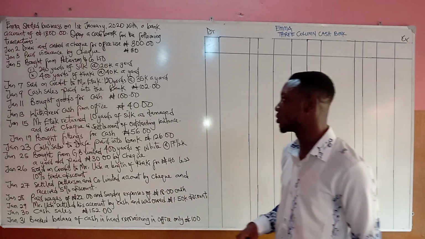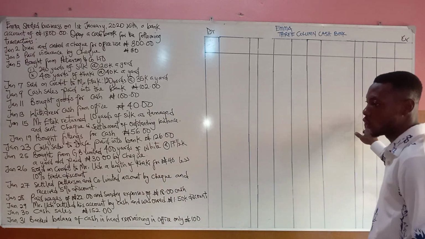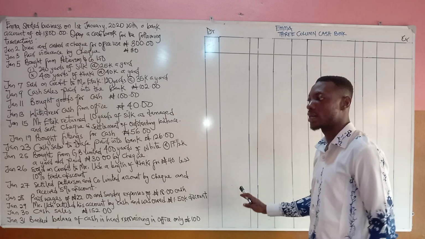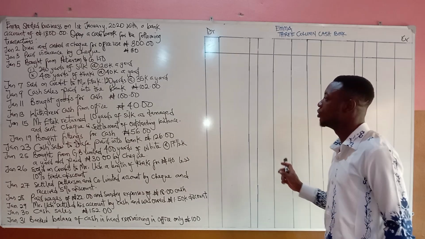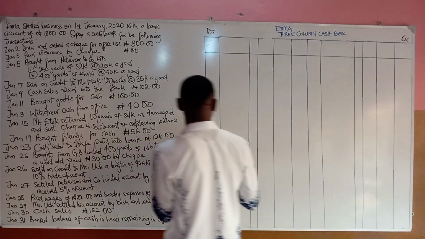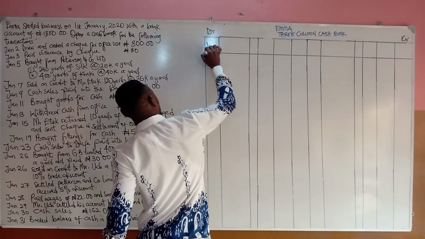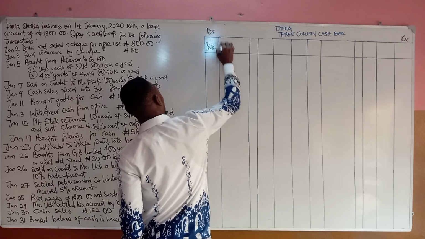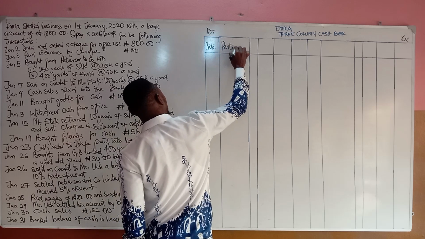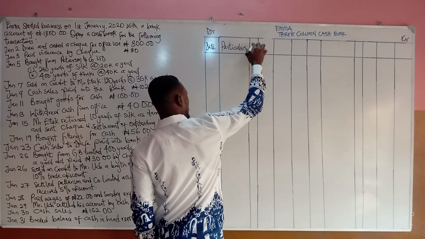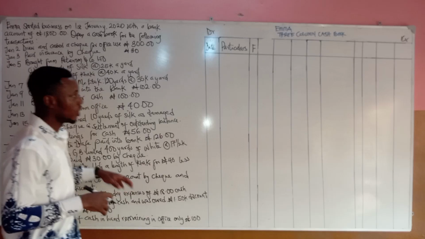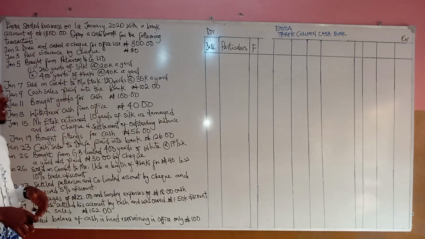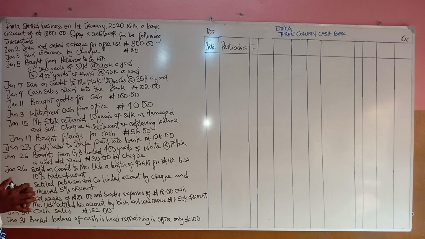Now let's come straight into our account. Before we go, this is a three column cash book, and remember we said the three column cash book has 12 columns. Now we have to know what is entered in our columns. The first one is our date, when the transaction took place. The second one is particulars, that is the transaction that took place. Third one is folio. Folio means that if there is a page where this transaction was entered in the ledger, it will be recorded under the folio.